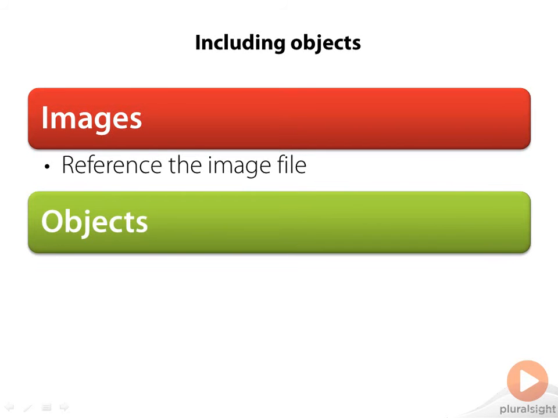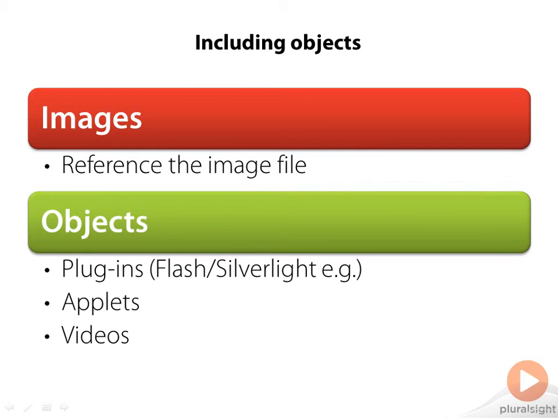Objects allow us to add other items into the page that don't fit the image mold, and often this is used for things like plugins. So you'll see Flash being used a lot for games within web pages, advertising with animations. You can use Silverlight for the same sorts of things. We also have applets written in Java. You have videos that you might want to embed inside the page. And so the object element allows you to embed these items in the page, point to the source generally.